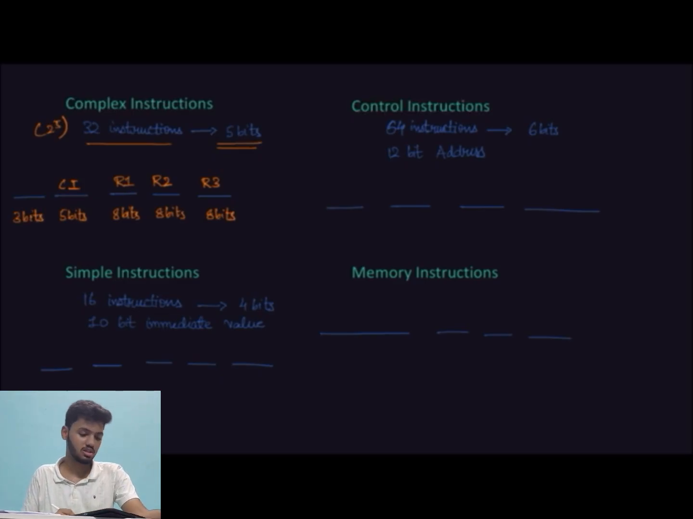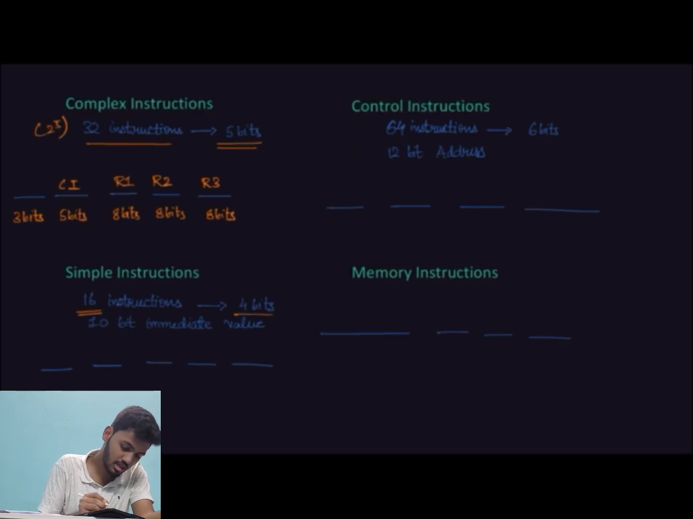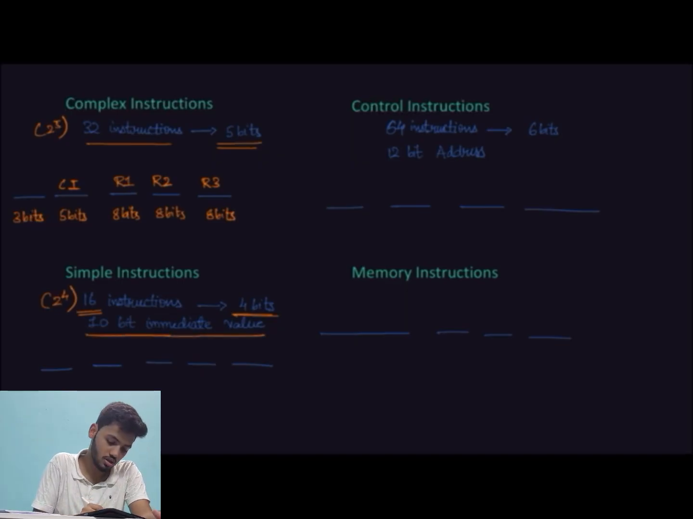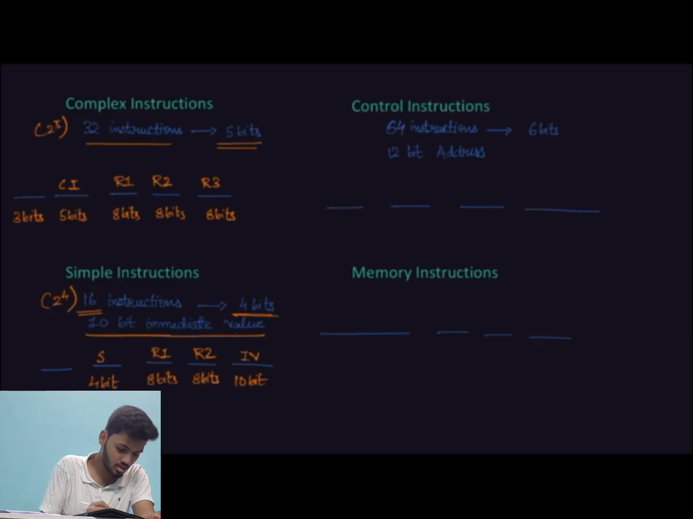Now coming to simple instructions, there are 16 simple instructions, which means there will be 4 bits required, as 16 is 2 power 4, and there is also a 10-bit immediate value. So taking this into consideration, this is the 10-bit immediate value, and there are 2 register operands, R1 and R2, each of 8 bits, and this 4 bits for simple instructions. So after all of this, we are left with 2 bits.